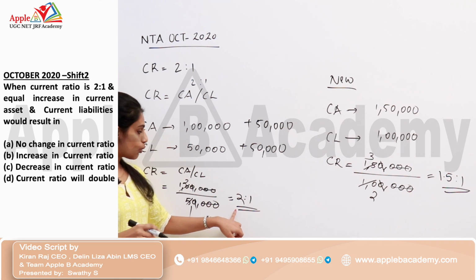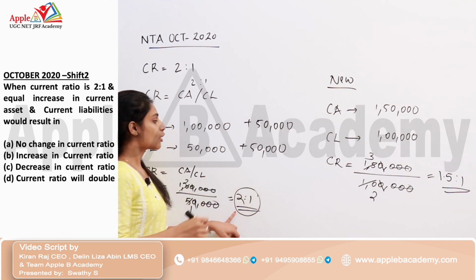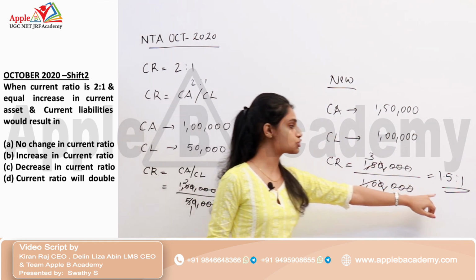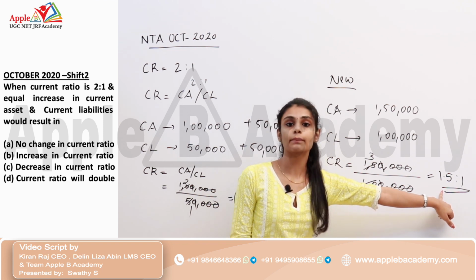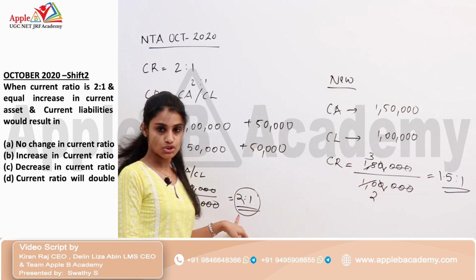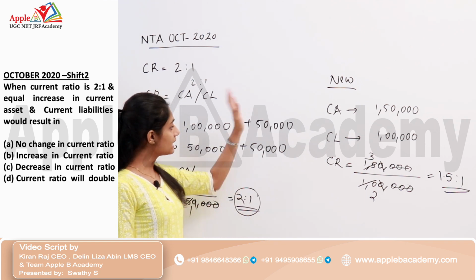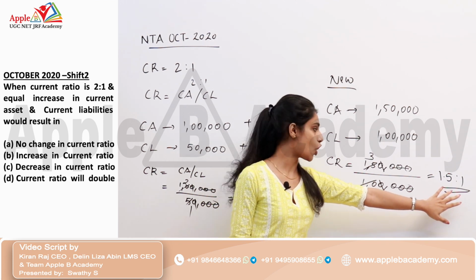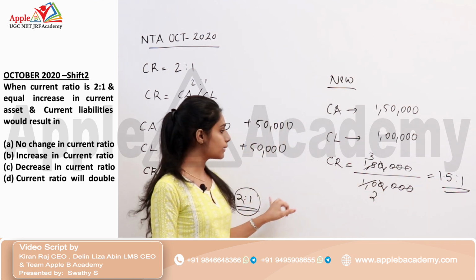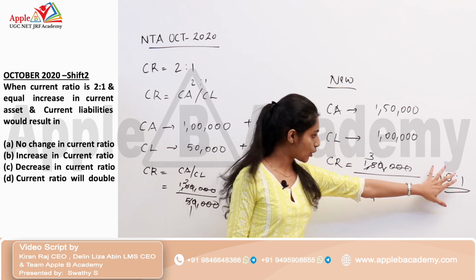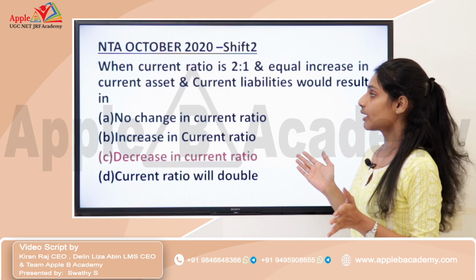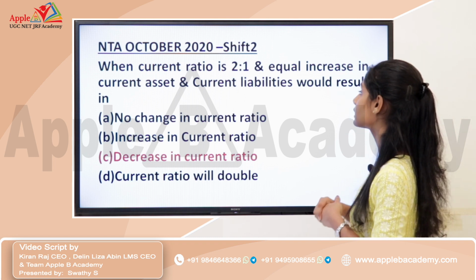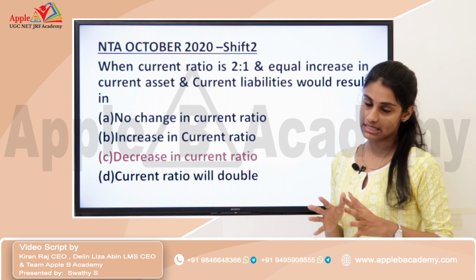Our old ratio was 2:1, and here we made an increase of the same amount in both current asset and current liability. Then what happened to your current ratio? Your current ratio became 1.5:1. Which one is more? 2:1 is the greater value. That means by increasing the same amount of current asset and current liability, your current ratio got decreased. 2:1 becomes 1.5:1, and 1.5 is the lower value. Now coming back to our question, when the current ratio is 2:1, an equal increase in current asset and current liability would result in a decrease in current ratio.